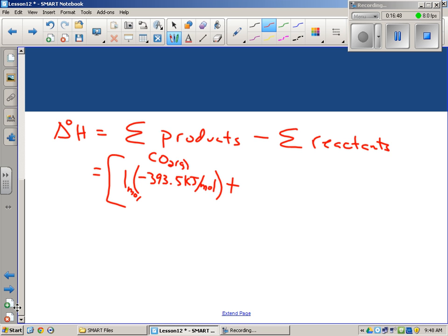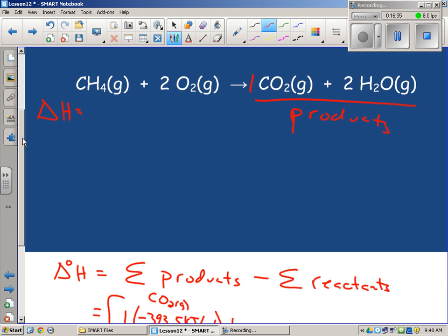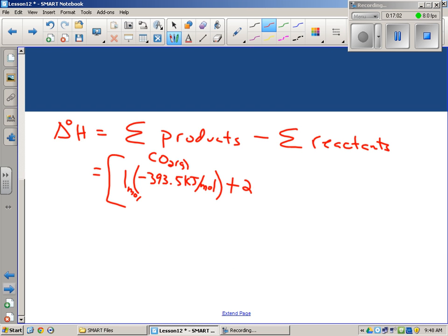Plus the sum of the products minus the sum of the reactants. So what else do I have for a product here? Let's see. I have 2 water gases. So I'm going to go down to here and I'm going to say 2 moles of water gas. Okay, so you're going to look up water gas. Now this is where it gets, once again, very important. Make sure you pick the right one. So it's negative 241.8 kilojoules per mole.